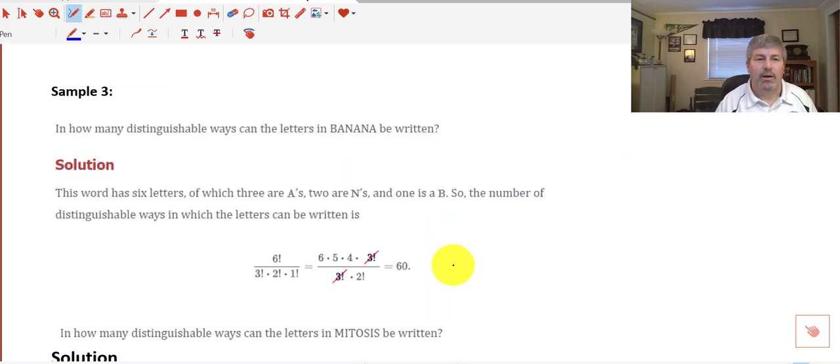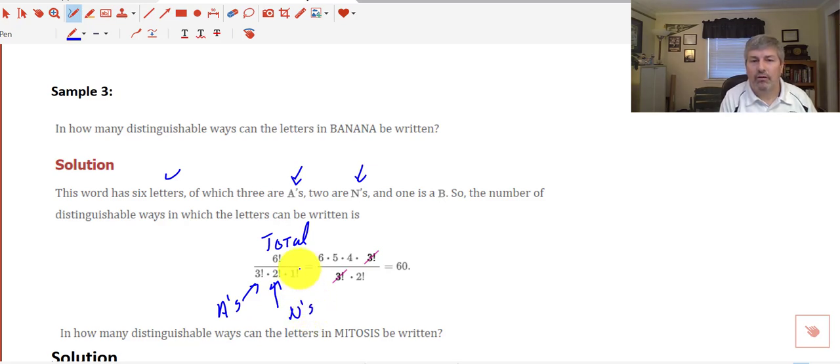Let's take a look at a sample problem. In how many distinguishable ways can the letters in banana be written? Banana is a 6-letter word, but we have some duplicates. We've got 3 A's and 2 N's, and only 1 B. So the number of distinguishable ways in which the letters can be written is 6 factorial, our total number of letters, divided by 3 factorial, which is our repeated A's, 2 factorial, which is our repeated N's, and then 1 factorial is all the other letters.